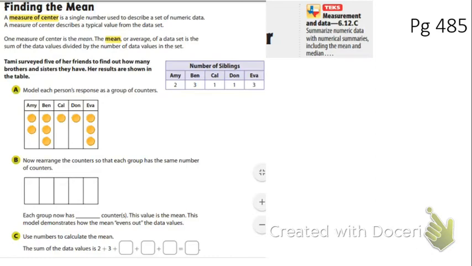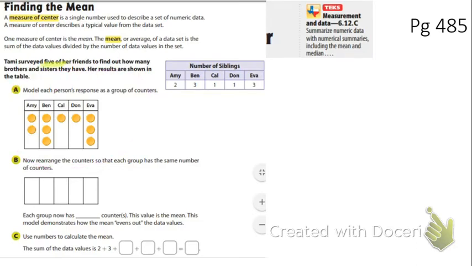So here they give us this example. Tammy surveyed 5 of her friends to find out how many brothers and sisters they have. Her results are shown in the table. So here, ladies and gentlemen, she surveyed 5 of her friends, and here are the results.